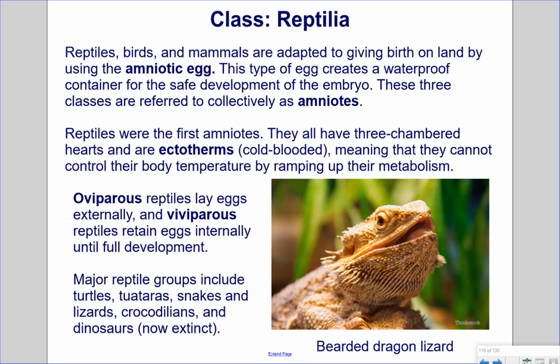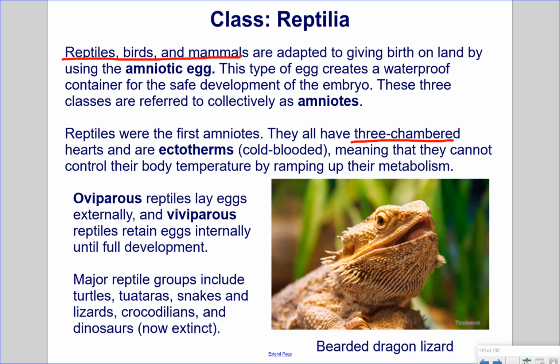Class Reptilia. Reptiles, birds, and mammals are adapted to giving birth on land by using the amniotic egg. This type of egg creates a waterproof container for the safe development of the embryo. These 3 classes are referred to collectively as amniotes. Reptiles were the first amniotes. They all have 3-chambered hearts and are ectotherms, cold-blooded, meaning that they cannot control their temperature by ramping up their metabolism.